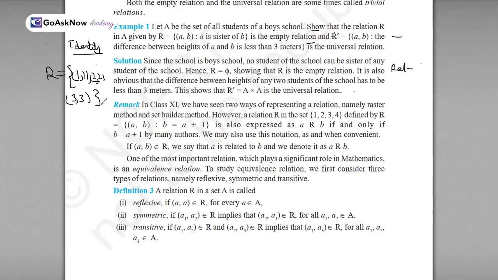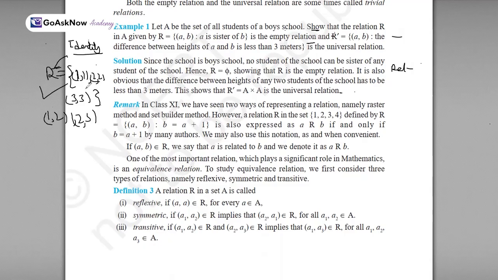Each element is related to itself only in this relation, and that is why it is called an identity relation. No other type of elements or ordered pairs are there, only the ordered pairs which are related to itself only, like (1, 1), (2, 2), (3, 3), (4, 4), (5, 5), and so on. We can add to it, but other than this, we cannot have (1, 2) here or (2, 3) here. So this is the identity relation.